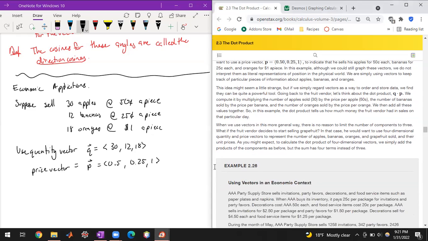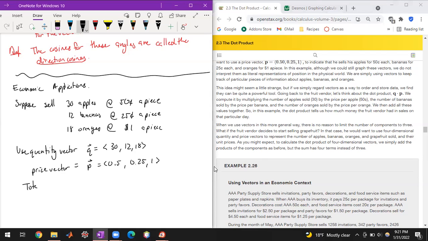When we use vectors in this more general way, there's no reason to limit the number of components to 3. What if a fruit vendor decided to also start selling grapefruit? In that case, he would want to use 4-dimensional quantity and price vectors to represent the number of apples, bananas, oranges, and grapefruit sold and their unit prices. So as you might expect, to calculate the dot product of four-dimensional vectors, we simply add the products of the components as before, but the sum has 4 terms instead of 3. So all of the properties from previously smaller dimensions can just build, right? And that's sort of the idea here.